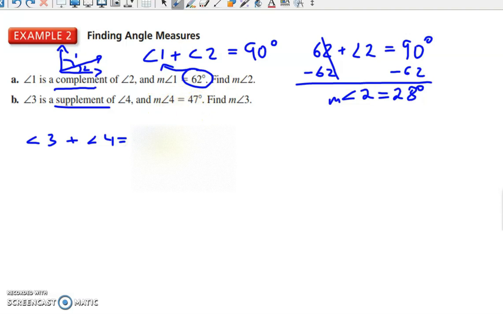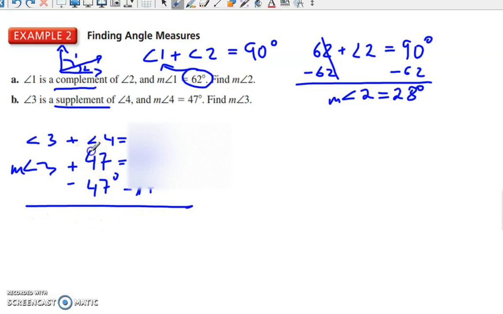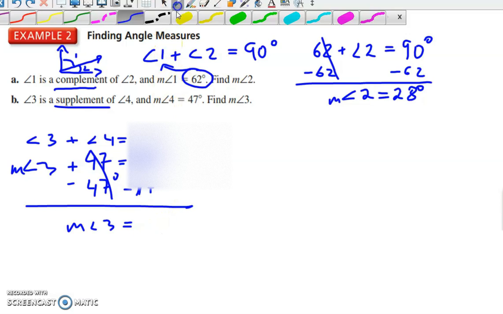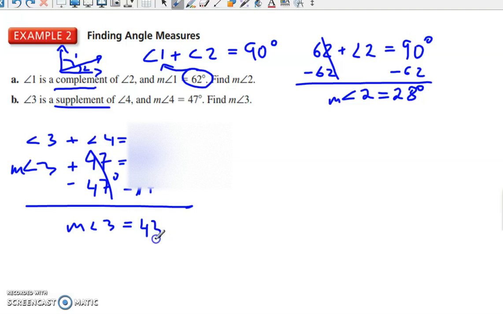Angles 3 and 4 are complementary, which means angle 3 plus the measure of angle 4 is equal to 90 degrees. The measure of angle 4 is 47. So same thing here. We're going to subtract. This is 47. The measure of angle 3 plus that equals 90. Subtract 47 degrees. And, sorry, this 4 turns out to look like a 9. And we get the measure of angle 3 is equal to 43 degrees.